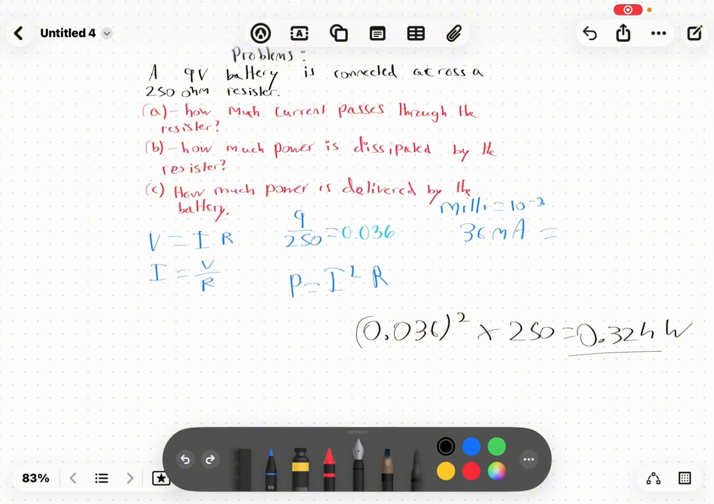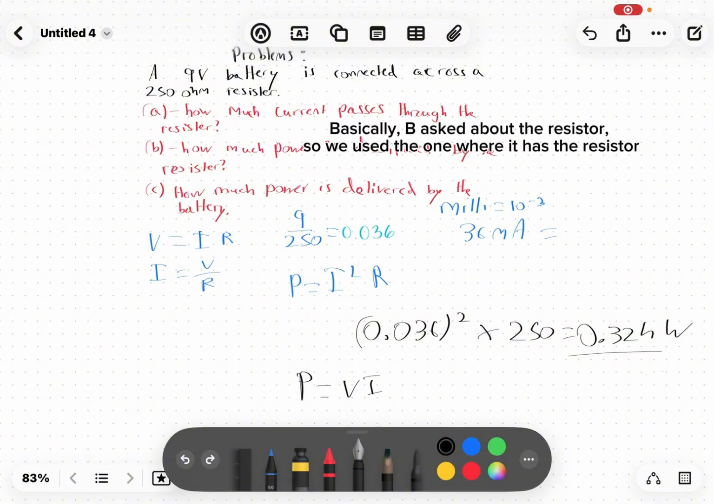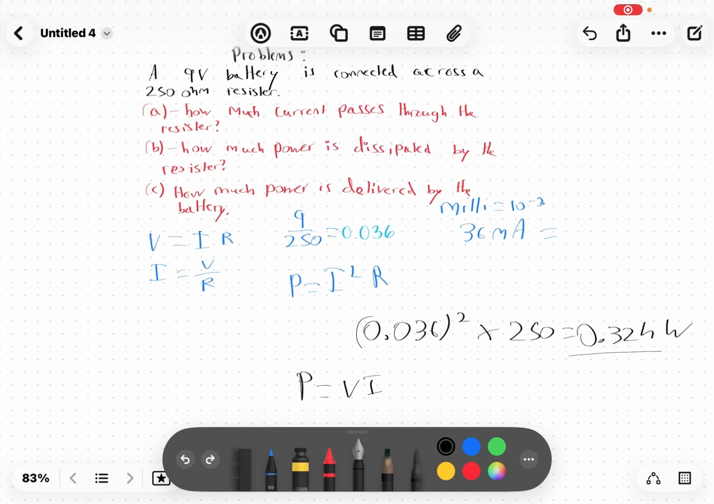because this time we use the formula P equals VI, because we have the voltage of the whole circuit, so we need to think about what the question is asking. Over here we had to talk about the resistor, so that's why we used the resistor. And here we talk about the power delivered by the battery, so we also need the voltage. Hopefully that makes sense.